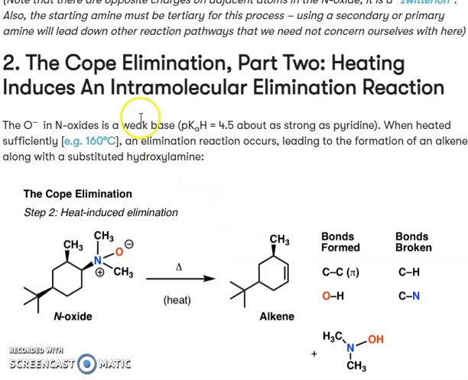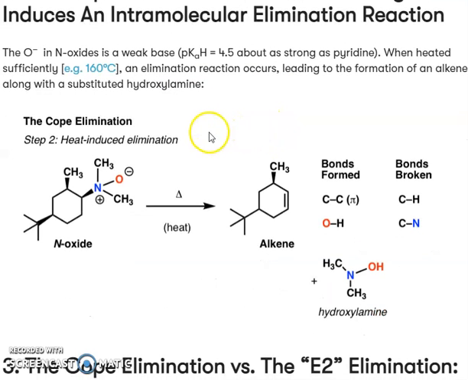So now friends, Cope elimination part 2: heating induces an intramolecular elimination reaction. Now you can see the O minus in the N-oxide is a weak base. When heated sufficiently, an elimination reaction occurs, leading to the formation of an alkene along with an alpha-substituted hydroxylamine. So this is your N-oxide, on heating it induces elimination. You see the formation of double bonds. You know the common elimination reactions.